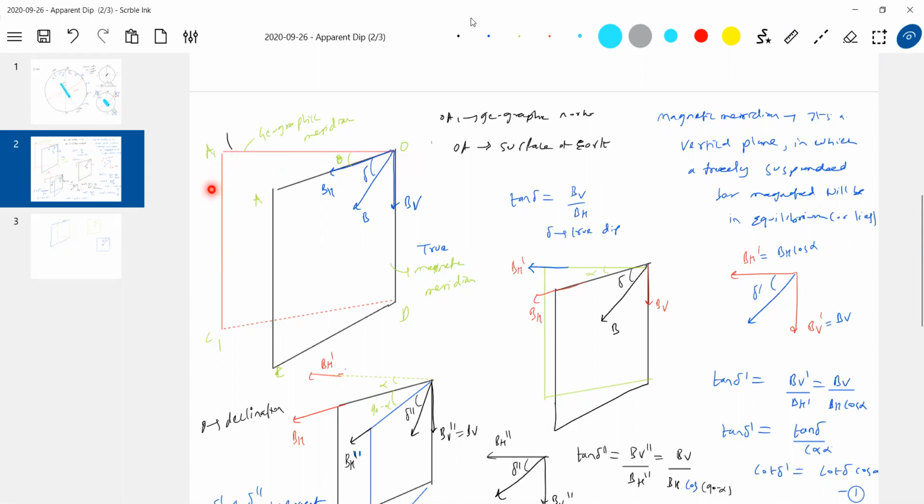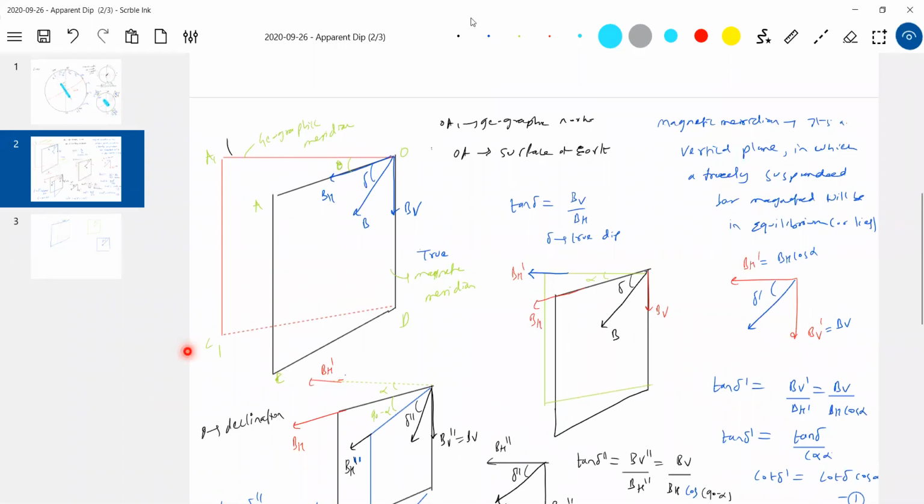Geographic meridian is very easy, but the magnetic meridian itself is very difficult to find out. Even the declination is having some error here. But what we have, we know apparent dip. From apparent dip, can I measure the declination also? Yes, I can measure that also. I'll just show the diagram.